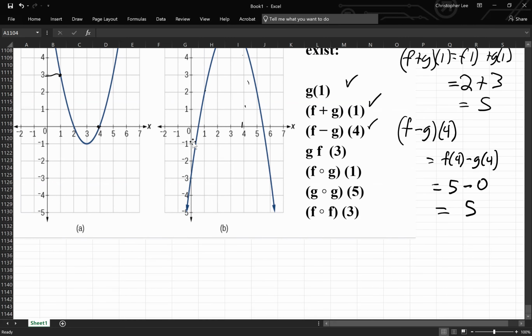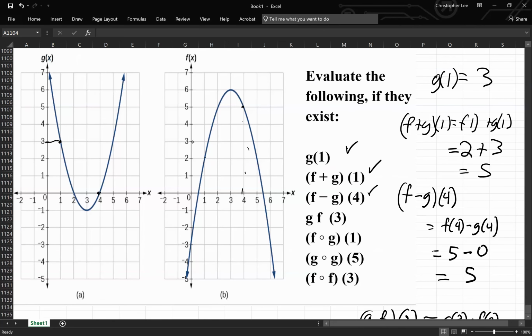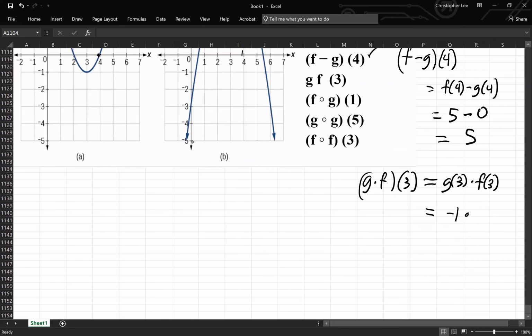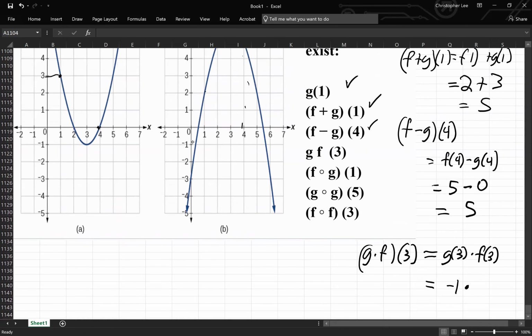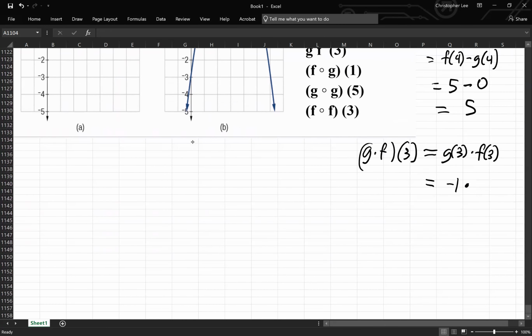Next one. This is g times f of 3, right? And it means g of 3 times f of 3. So when x is 3 for g, the y value is -1. When x is 3 for f, the y value is 6. Multiply these together, you get -6.